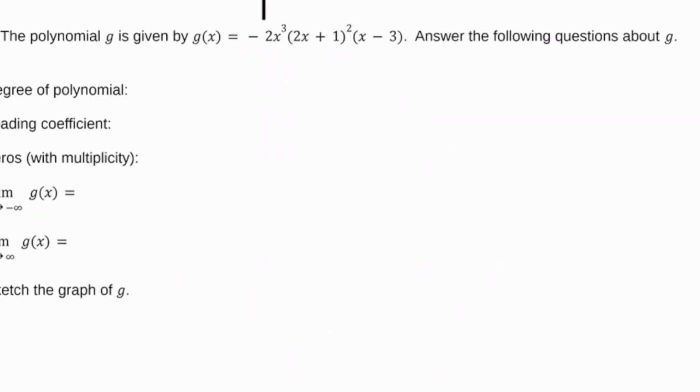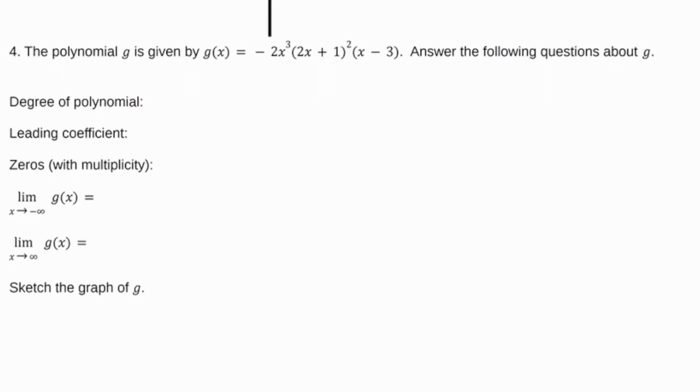All right, the next one is another factored form polynomial, negative 2x cubed times 2x plus 1 squared and x minus 3. All right, so the degree of the polynomial, I would add up all the powers of x. I see 3 powers of x from x cubed, 2 more from squaring 2x plus 1, so it's a total of 5, and then x minus 3, that's a 6th degree polynomial. The leading coefficient is going to be negative 2 multiplied by 2 squared multiplied by 1 to the first power. Okay, just multiplying the leading coefficients of all the terms in the factored form. That's going to be negative 8.